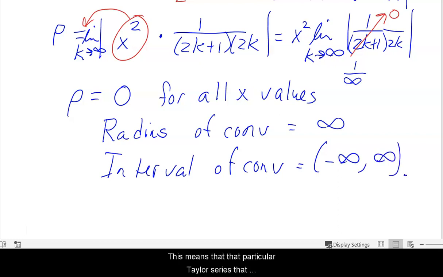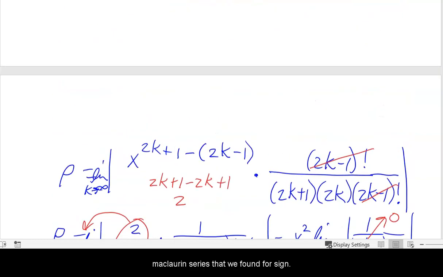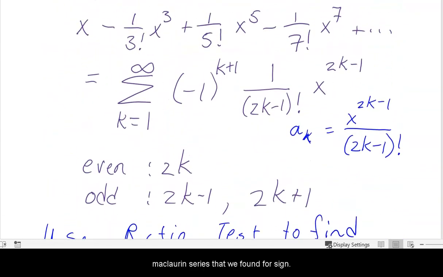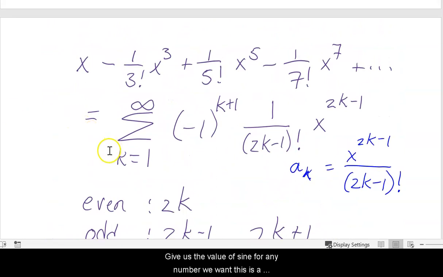This means that that particular Taylor series, that Maclaurin series that we found for sine, will give us the value of sine for any number we want. This is a hugely important result since we can now approximate any value of sine to a very, very high degree of accuracy using nothing more than addition, subtraction, multiplication, division, and powers. Those are things that computers can do extremely quickly. And this is very similar to the way that all modern calculators and computers actually do compute sine.